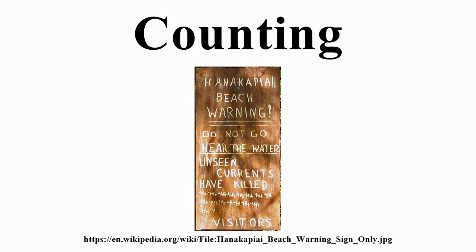The related term enumeration refers to uniquely identifying the elements of a finite set or infinite set by assigning a number to each element. Counting sometimes involves numbers other than 1, for example, when counting money, counting out change, counting by twos, or counting by fives.